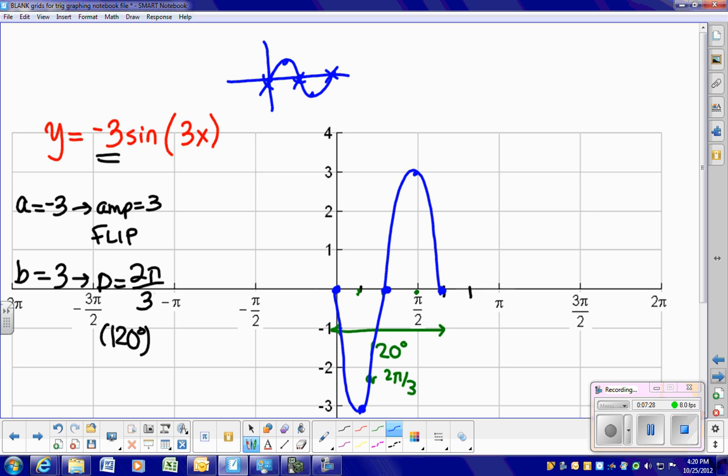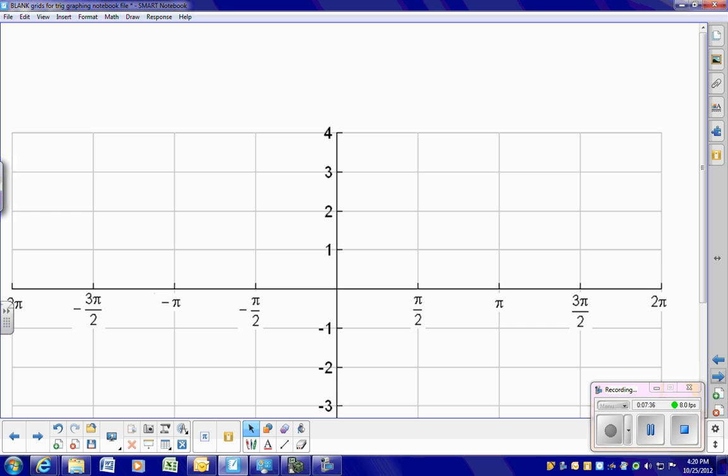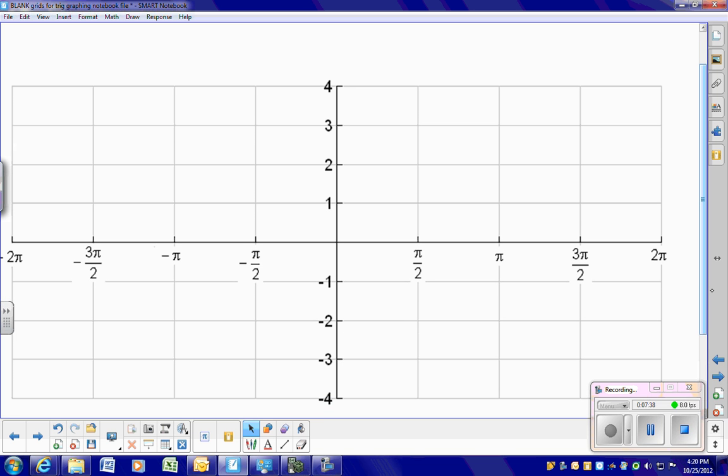Okay. And then I could repeat that again and again if I needed to. Oftentimes I'll just ask you to draw one cycle, but sometimes I'll ask you to fill in the whole graph. Okay? Let's do one that's based on cosine and then we'll be done.